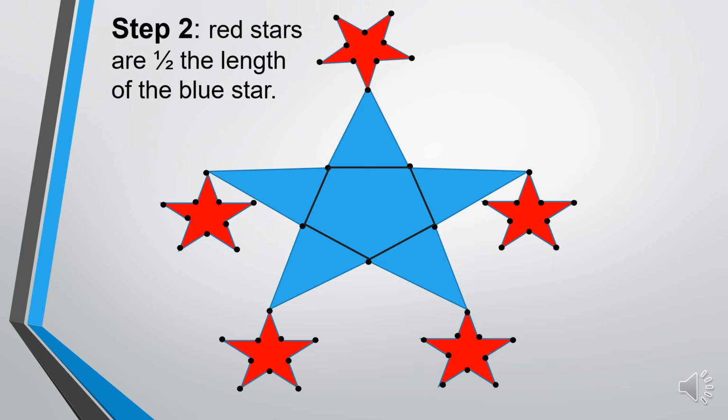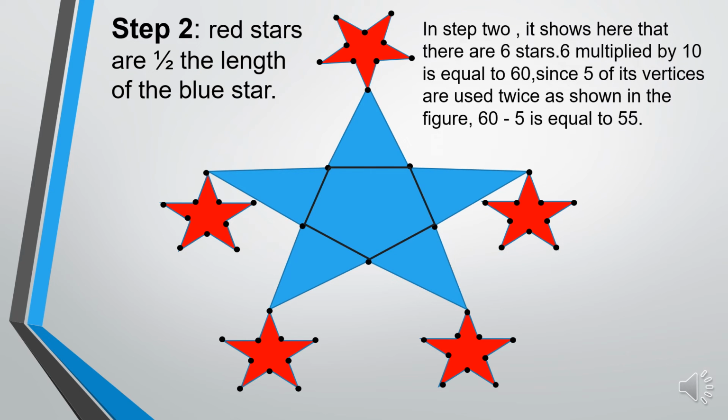Step 2. Red stars are 1/2 the length of the blue star. In step 2, it shows here that there are 6 stars. So let's count 1, 2, 3, 4, 5, and 6. 6 multiplied by 10 is equal to 60. 10 represents the dots on every star.